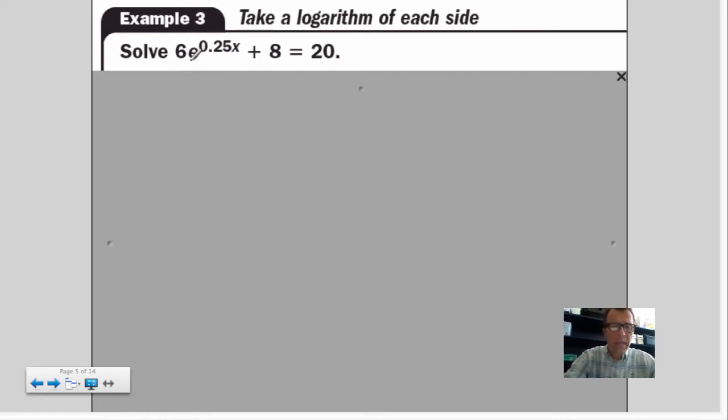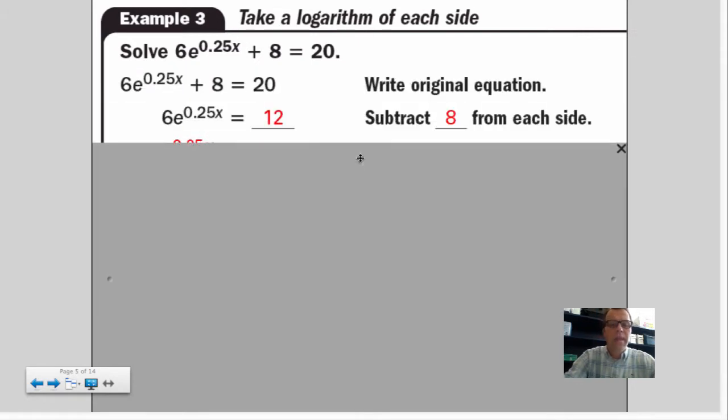First of all, e we're getting more comfortable with. e is that natural base, 2.7. And this is an exponential equation. You should look at this like, I can clean this up a bit, right? I could subtract the 8 before I worry about dealing with the logs or switching forms or any of my other moves. I can also divide by 6, right?